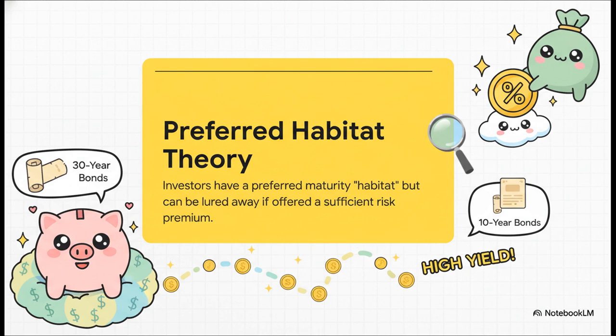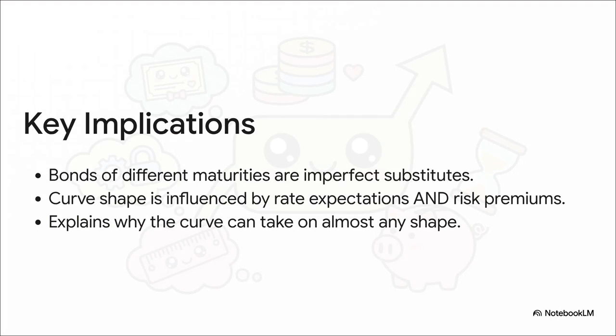It says, look, investors have their preferences, their preferred habitat, but they're not totally rigid about it. That pension fund might prefer 30-year bonds, but hey, if 10-year bonds are offering an incredible deal, they can be tempted to move out of their comfort zone. And this is why so many people think this is the most realistic theory of them all.